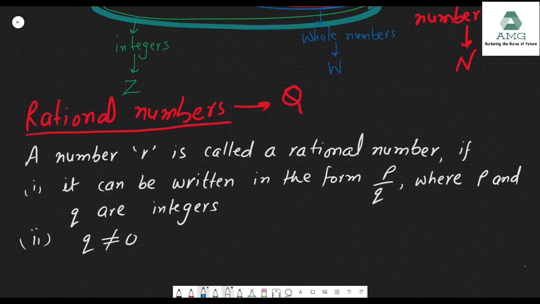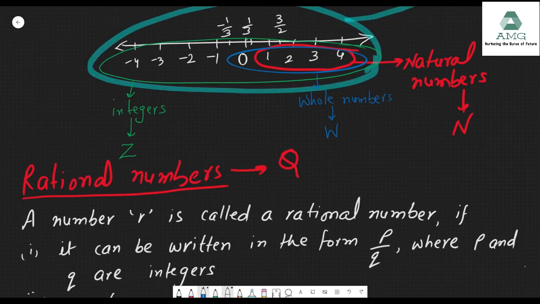For that, let's have a look at its definition, which says a number R is called a rational number if it can be written in the form P upon Q, where P and Q are integers and Q should not be equal to 0.